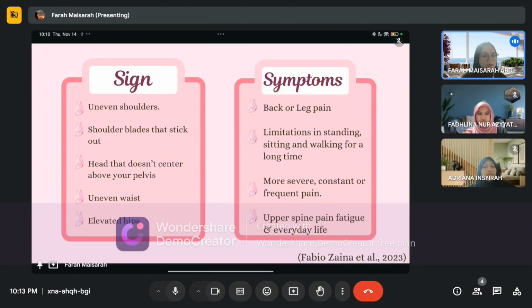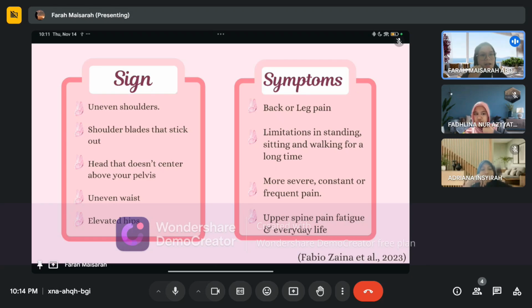Okay, so I will explain about the signs first. Signs are basically the things that a medical doctor will assess if they want to do an assessment for scoliosis. The first one is uneven shoulders, which means the right shoulder is either too high or too low compared to the other shoulder, and it can go to the left shoulder too. One of the shoulder blades can also stick out. Head that doesn't center above your pelvis, and uneven waist and elevated hips.